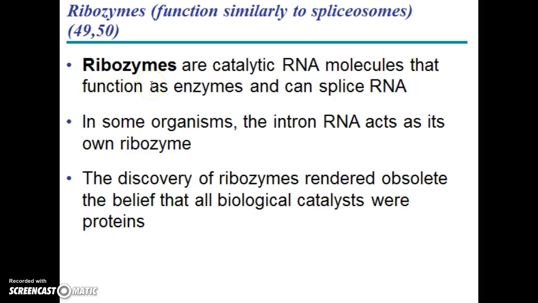We also have ribozymes, which are similar in function to spliceosomes. Not exactly the same thing, but they have similar roles, so to speak. Ribozymes, for number 49, are catalytic RNA molecules that function as enzymes, and these too, like the spliceosomes, can cut RNA strands. In some organisms, the intron RNA acts as its own ribozyme. So in some organisms, the intron itself is a ribozyme. It will recognize its own places where it needs to be cut, and it will cut itself out. Kind of cool. The discovery of ribozymes rendered obsolete the belief that all biological catalysts were proteins. Before ribozymes were understood, scientists believed that it was proteins that recognized the cutting part, not recognizing that there were actual ribozymes there that would do that.